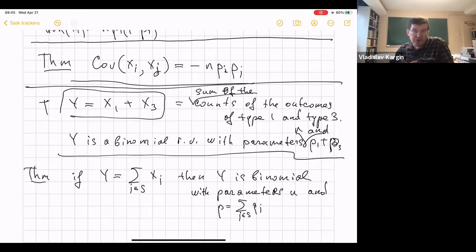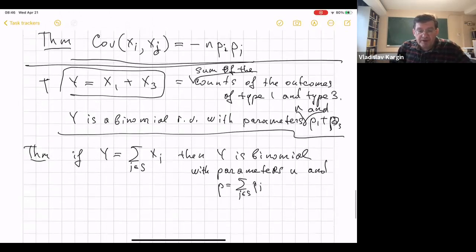So if you sum not just two random variables, but maybe x1, x3, and x5, then in this case the result will be a binomial random variable with parameter n and probability parameter p equal to the sum p1 plus p3 plus p5. So it's just a generalization of this observation. And again, this is more or less clear, right? So it's a clear theorem.